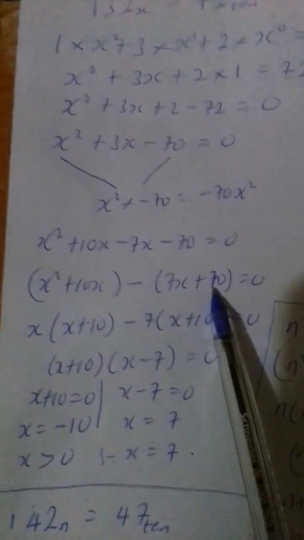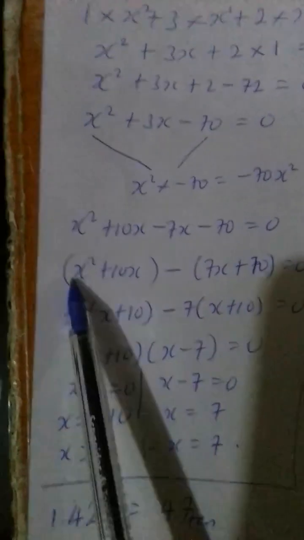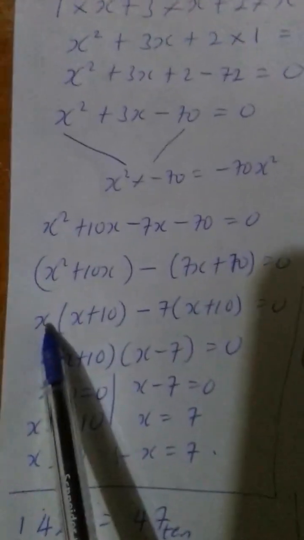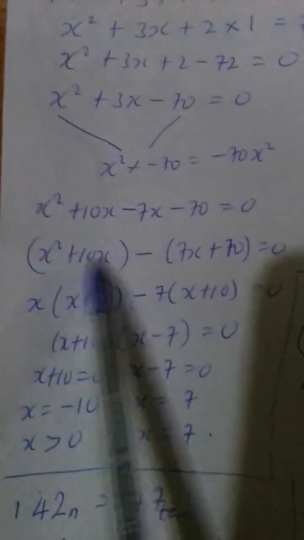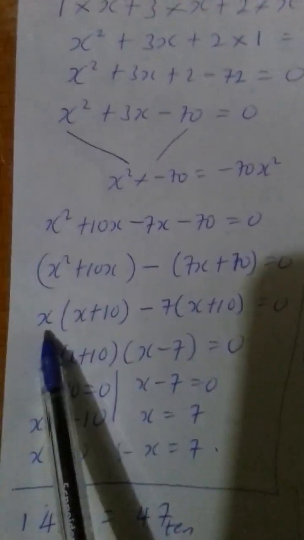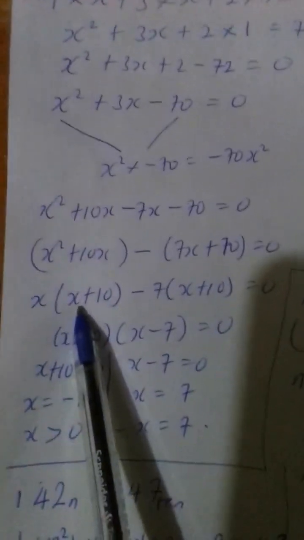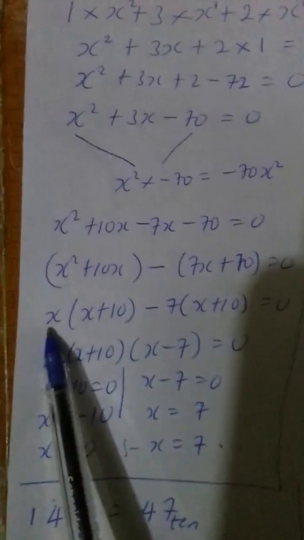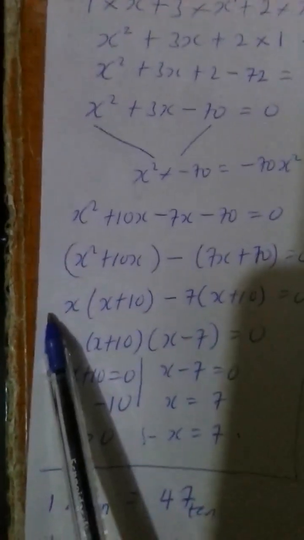Then what will I do now? Go and factor. What is common here? Factor x squared plus 10x. What is common? x is common. So if I bring out the x, it will divide this x squared, and I will have x left. 10x divided by this x, I will have 10. Can you see that? So x is factored out now.